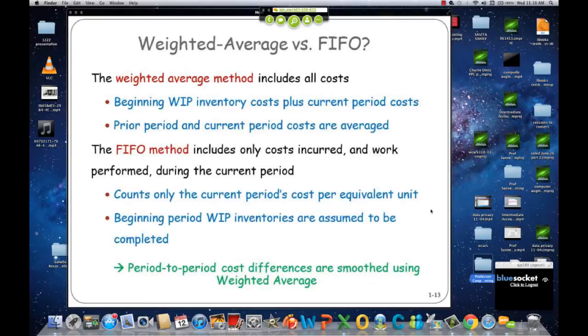FIFO, more precisely, only includes the costs incurred and work performed during this period. You have to subtract out the costs associated with the previous unit's work.